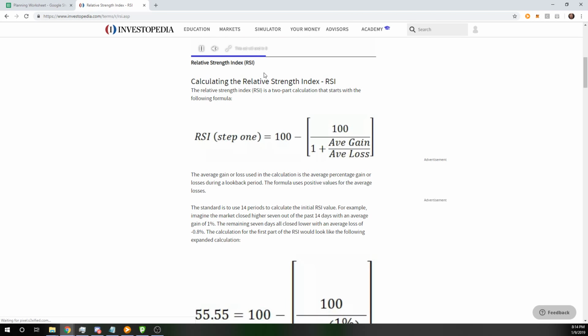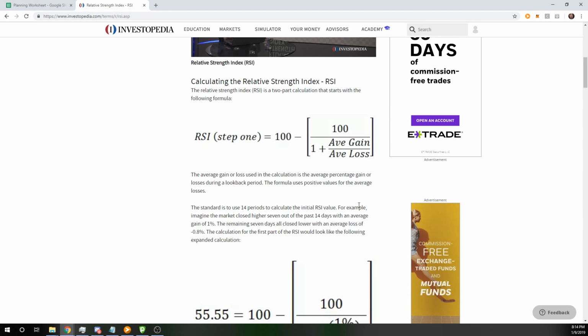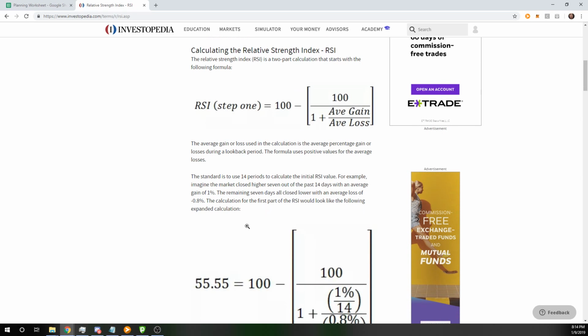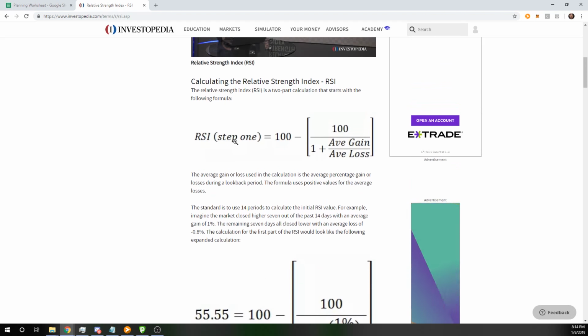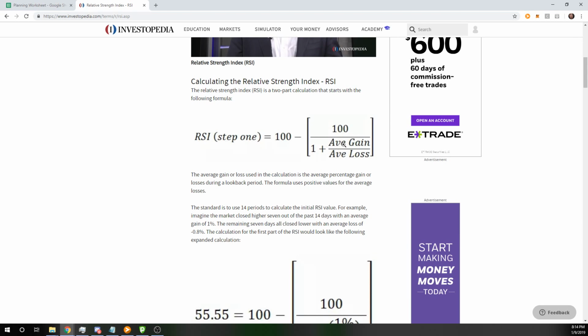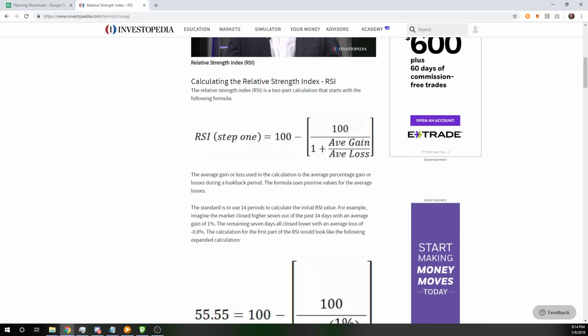The Relative Strength Index is a 2-part calculation that starts with this formula, and what it does is it uses the average gain or loss in order to compute a period of change, and then it plots that period of change over an oscillator. And an oscillator is just a chart that moves between 0 and 100. Okay, so what we're looking to get out of this is a chart that tells us how much it's moved up versus how much it's moved down recently. Okay, so let's see if we can build this ourselves.